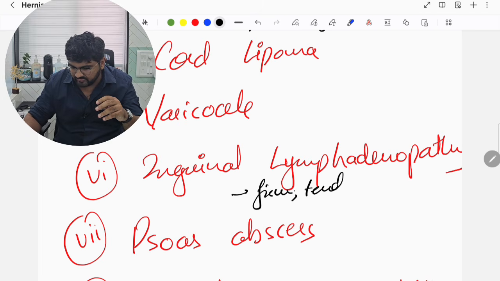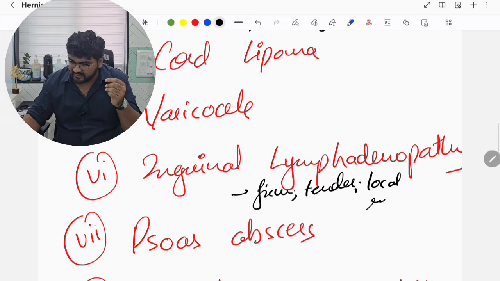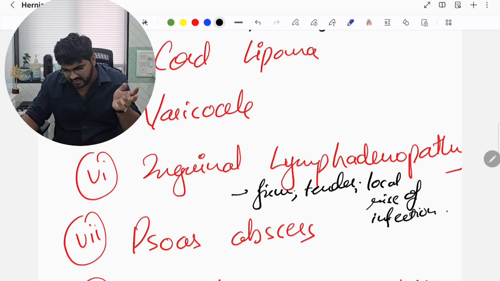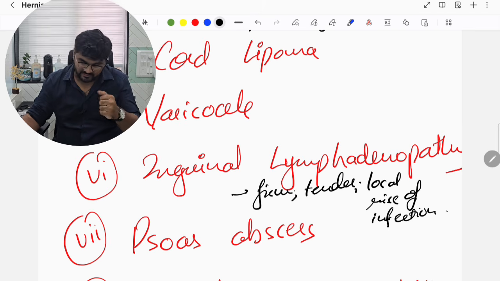The inguinal lymph node will be firm, it will be tender, right? The swelling will be tender. There can be some local rise of temperature if it is infected. So you need to take that into account as well, right?